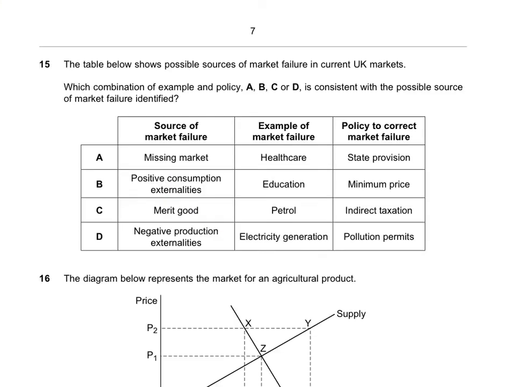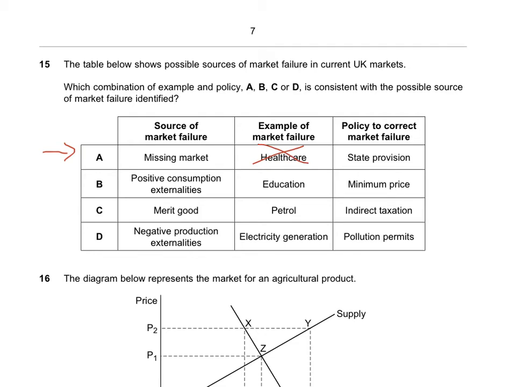The way to approach a question like 15 is to work around each option and see whether there are logical links going from left to right. So if we take the first option, a missing market, so I'm thinking straight away that's to do with public goods, where the market cannot provide. Well, clearly it breaks down here because the market can provide healthcare.